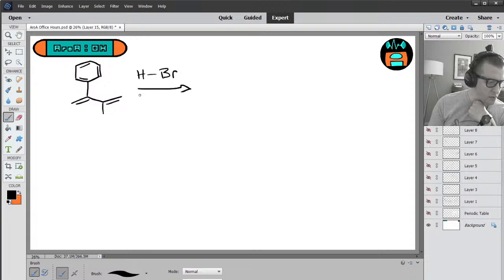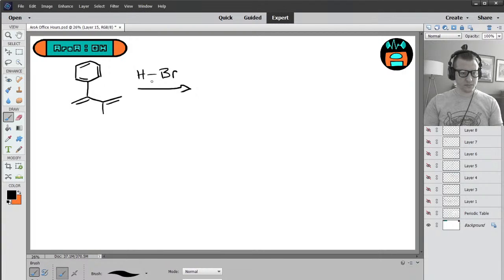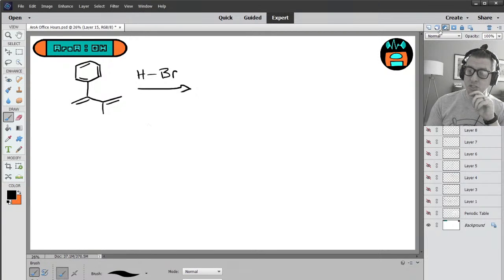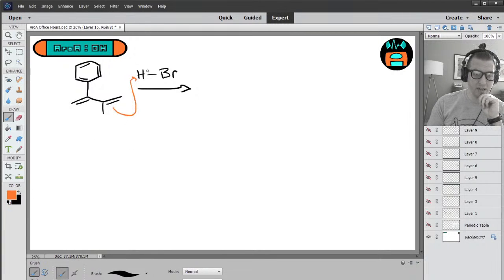All right, so your numbering's spot on. It's definitely a 1-2 addition. But here's the thing. When you look at it, the first step is definitely going to be protonation of an alkene by the strong acid. The question is, where does it land? And so if you use that first alkene to protonate, you get what is a great carbocation.